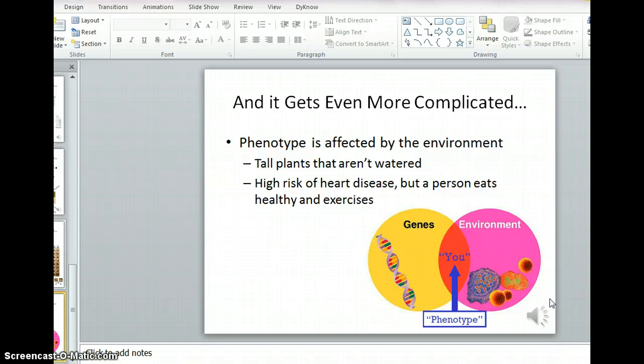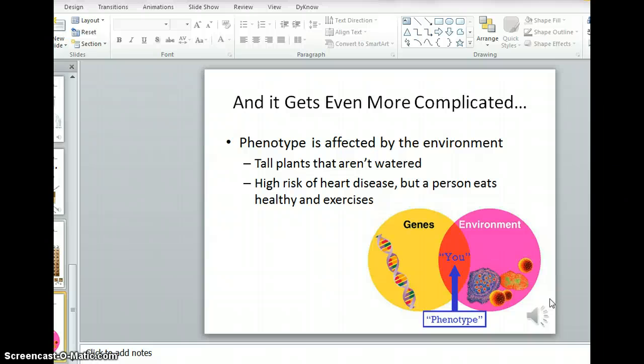And if those patterns of inheritance don't make it complicated enough, your phenotype is not only the result of the genes you inherit, but the environment that you're in. 3 examples. Let's say a plant has genes for a tall phenotype, but then you never water the plant. It's not going to be tall. Or the other way around.